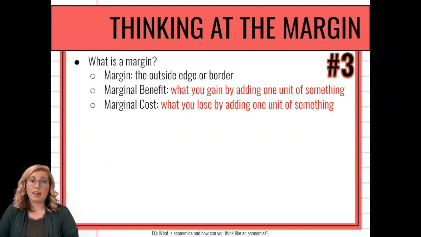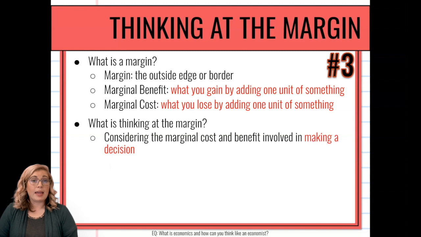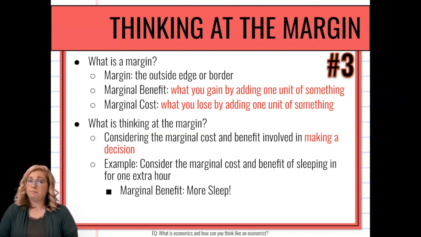So what do we mean by thinking at the margin? You want to consider your marginal cost and your marginal benefit when you think about making a decision. For example, consider this: what would be the marginal cost and benefit of sleeping in for 1 extra hour? It depends on that extra hour, what time of the day it is. But for example, your marginal benefit is you're going to get more sleep. Woohoo! I love sleep, I want more of it. Extra hour of sleep. What's the marginal cost though?